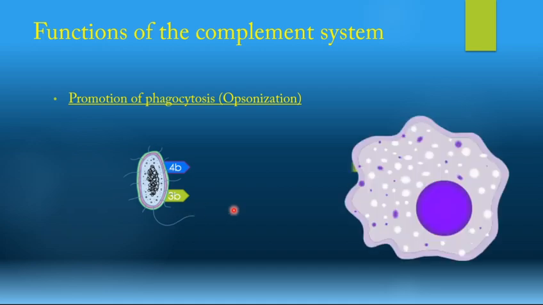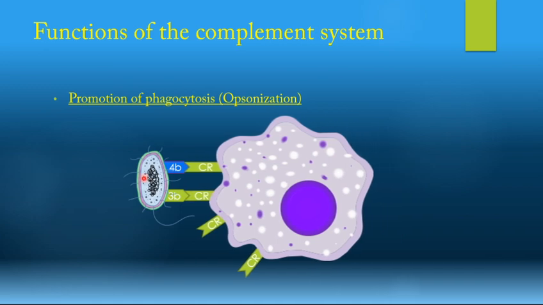And now here we have a macrophage. This macrophage has complement receptors on it. Once the macrophage comes in close contact with the bacteria, the complement receptor will bind to the complement peptide. And once they're bound, it will cause changes in the macrophage to activate it and promote phagocytosis further, so it can phagocytose the bacteria effectively. And that's the first function of the complement system.